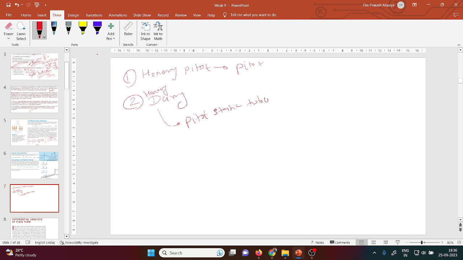Okay, only the pitot tube means what? L shape. But if you are talking about the pitot static tube or probe, everything is the same, but one thing is extra here: another pipe inside the pitot tube also. This is connected with this.